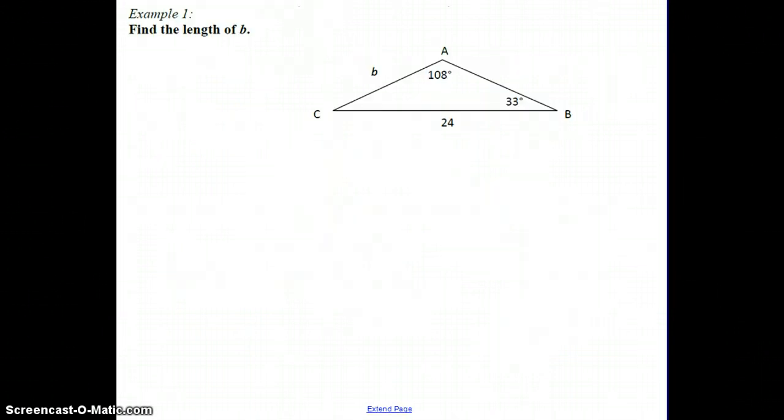So let's try this in an example. We're going to find the length of b. So here we have big B, which would be our angle. Across from big B is little b. We also have another pair, which is angle A, this angle here, and across from that is little a. So there we've got a pair. As long as you have one complete pair, you can use the sine law.